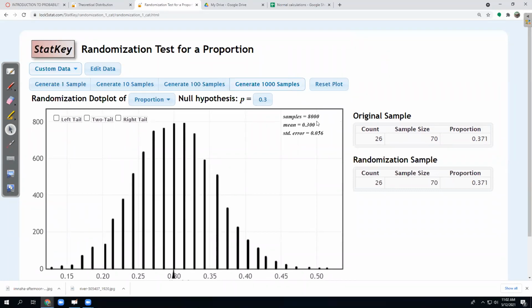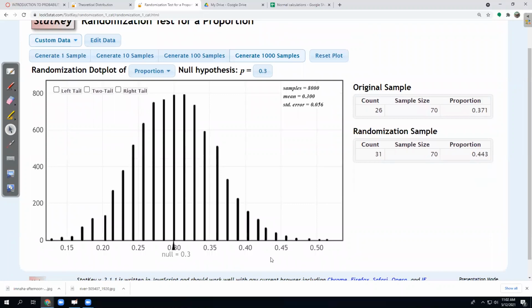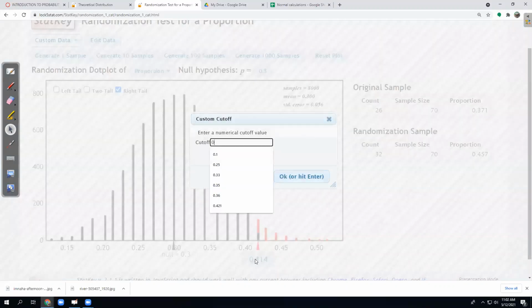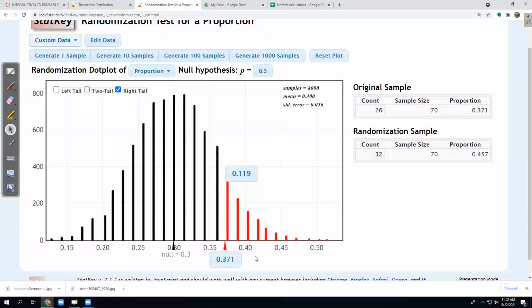All right, to find the p-value, I then look back at the sample. Sample was about 37.1%, and I have to put that down here in the right tail. That's the last step here. So right tail, enter your sample data, which we entered right there. We want this guy, 0.371, enter, and I get 11.9%. So it's a little bigger than the 9.7% that the theory predicted.